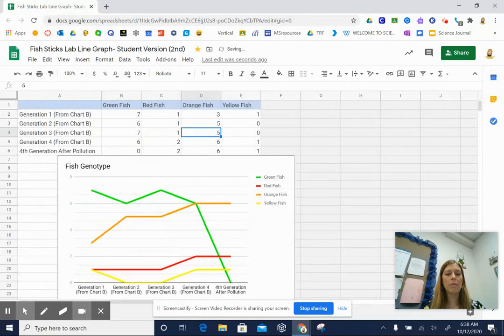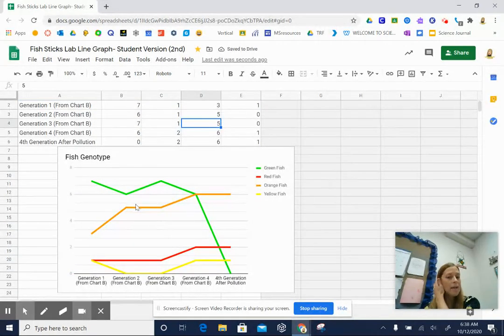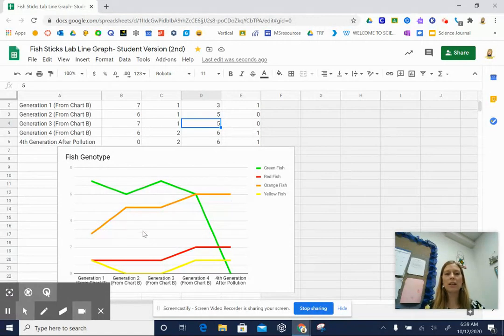Now, at that point, you should be able to look at this graph and see what happened to each generation. Okay. And after pollution, you can see that something drastic happened to our green. So there's going to be questions for you to answer based on this line graph. And then, yeah, just use the line graph to answer your questions. And you should be able to see this clearly now that it's visually represented in our line graph.